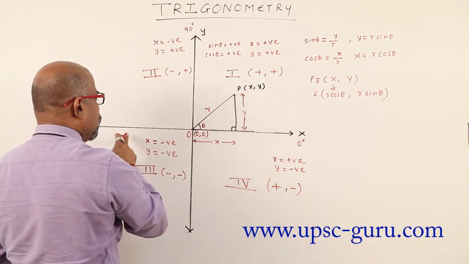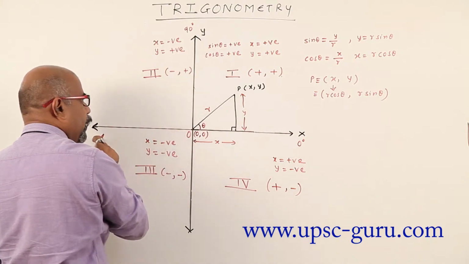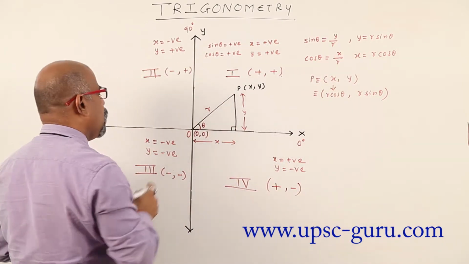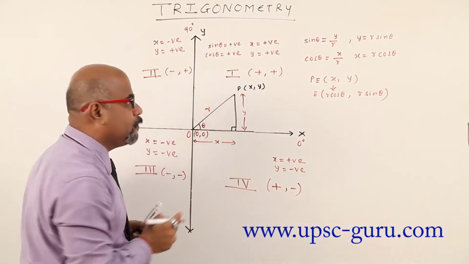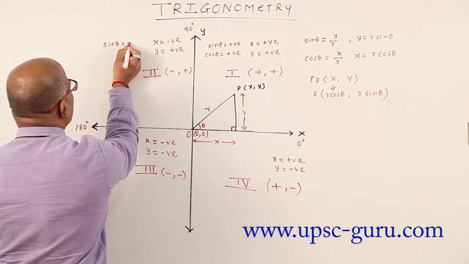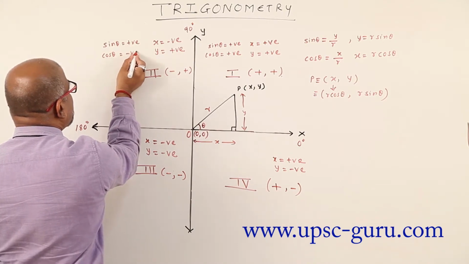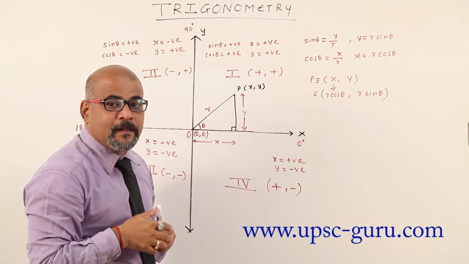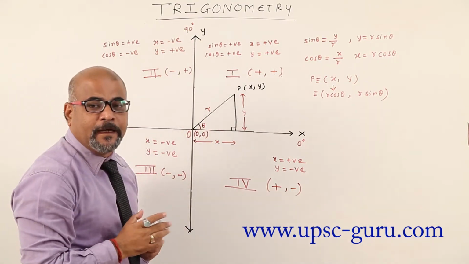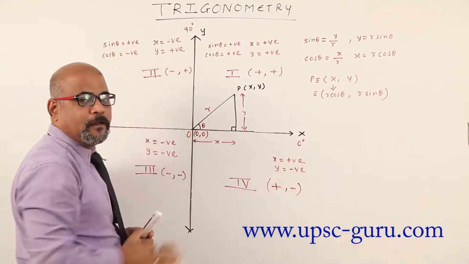Now when we move towards the second quadrant, that is 90 degree to 180 degree, we know that here y is positive and x is negative. Y positive means sin is positive, and x negative means cos is negative. Therefore in the second quadrant sin theta is always positive and cos theta is always negative. That means when your angles are between 90 to 180 degree, sin theta is always positive and cos theta is always negative.